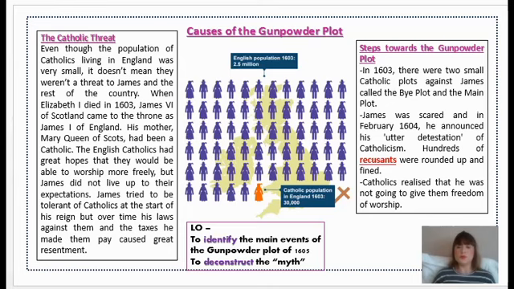recusants, which is a key word for this lesson, simply means a person who refuses to submit to an authority or to comply with a regulation. So they basically refused to worship in the way that James wanted them to worship. Instead, they decided to worship as Catholics. So hundreds of these people were rounded up and fined, so they had to pay a certain amount of money. Catholics realised that James was not going to give them freedom of worship, and that obviously made a number of them quite angry.